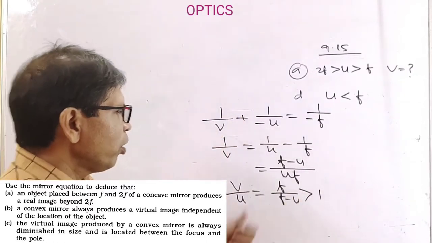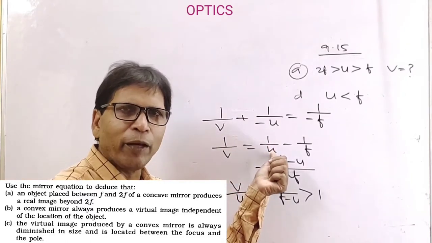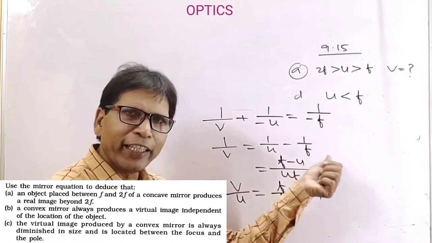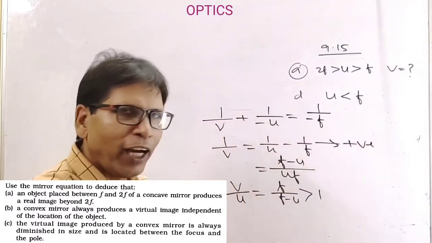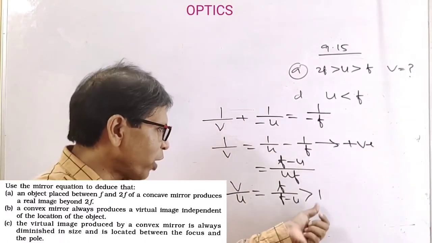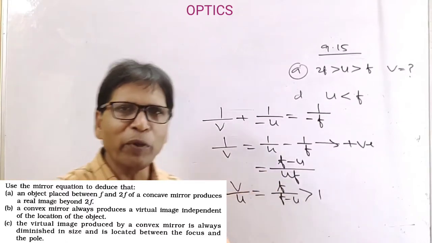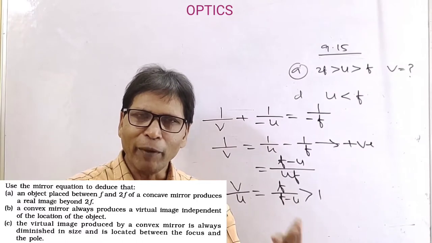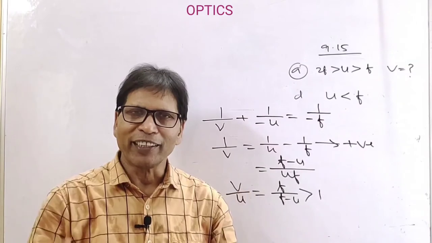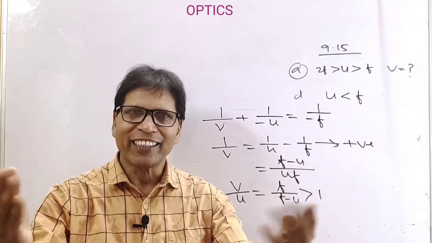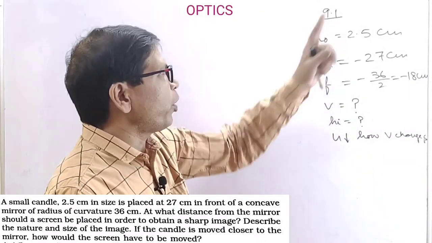Okay? Now from this condition, U is less than F, so 1 by U is greater than 1 by F, so this is positive. V positive means the image is virtual. And look at this, the magnification is greater than 1, therefore a concave mirror produces a virtual and magnified image if the object lies between pole and focus. Understood? Now next.